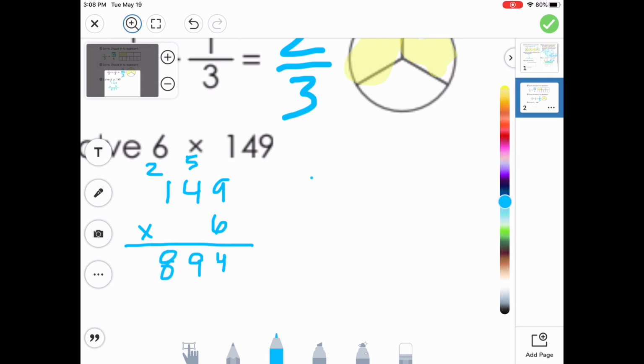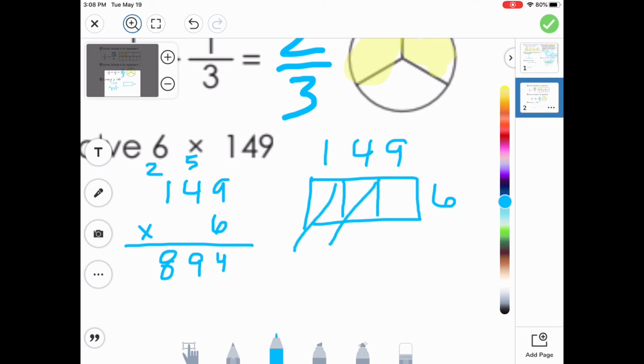If I had done lattice multiplication, I would have only drawn a rectangle. Nine times 6 is 54. 4 times 6 is 24. 1 times 6 is 6. I add each of my diagonals, so I have 4, 9, 8. So I got the answer 894 both ways.